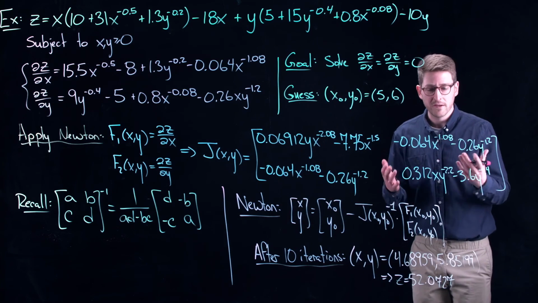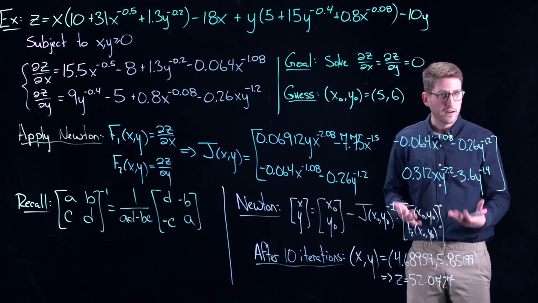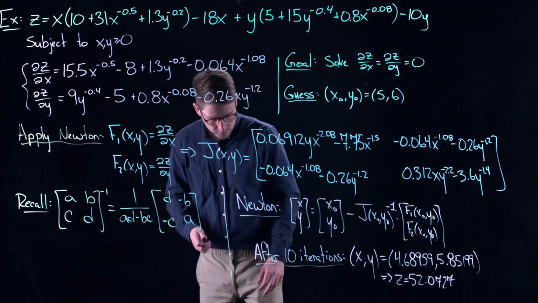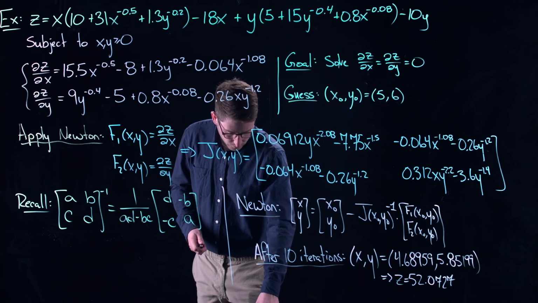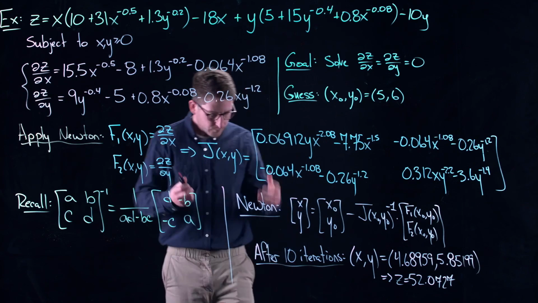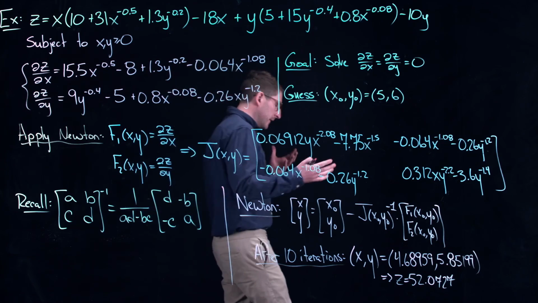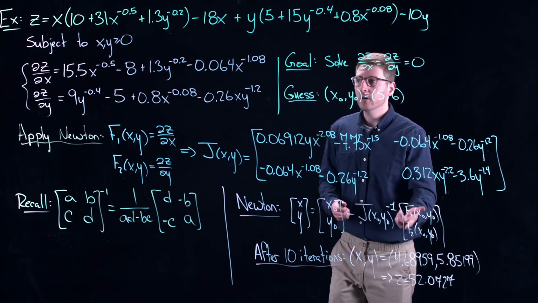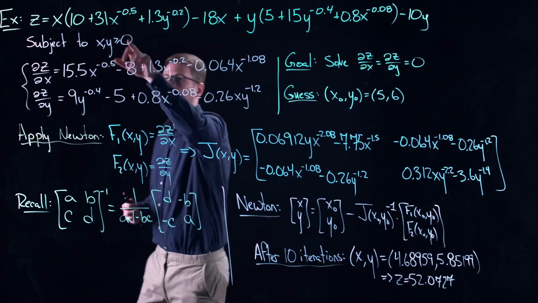If I'm a company making lawn chairs, $52 in profit is not great for me. You can imagine this being in thousands or millions of dollars. It's up to you how you want to sort of think about these things. But that's the point, right? Now I've got myself the optimum value inside of this feasible region.